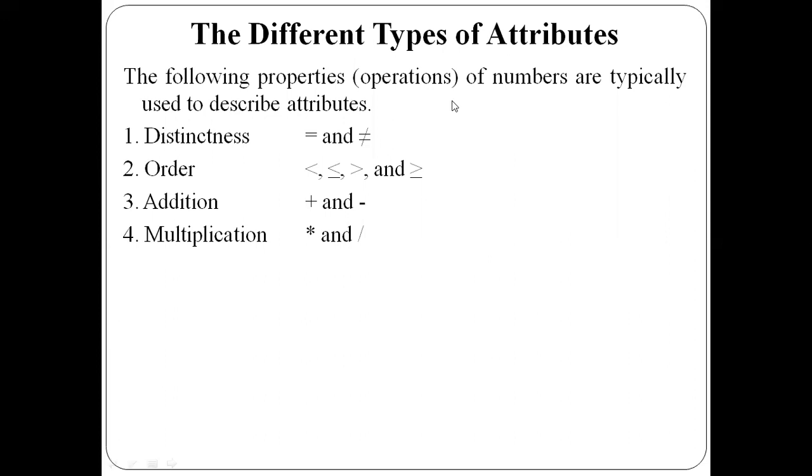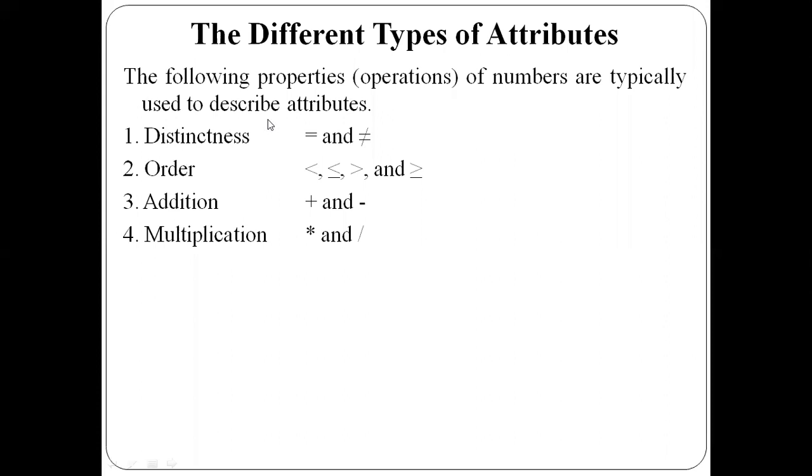Before understanding what are the different types of attributes we have got, let us understand some of the properties of the numbers, with the help of which we can classify the different types of attributes here. There are some properties or operations of the numbers which we will be using here in order to classify the attributes. All of you are aware of all these operations or properties here. I'll just repeat them here.